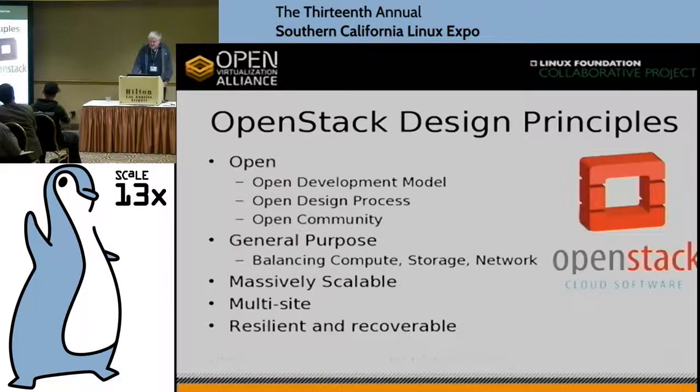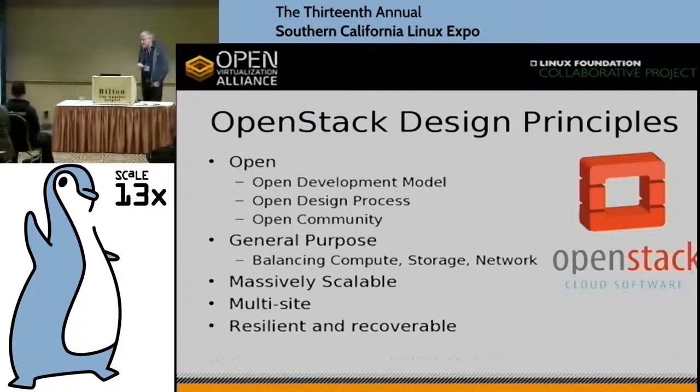So if we dig down just a bit, the design principles of OpenStack are firstly open, which is good. If you've got open in the name, it's especially good for a conference like this. It's an open development model, it's an open design process, it's an open community. It is very democratic. There's no benevolent dictator for life for OpenStack, so it really is committees for each of the modules and then an overall technical committee making the decisions.